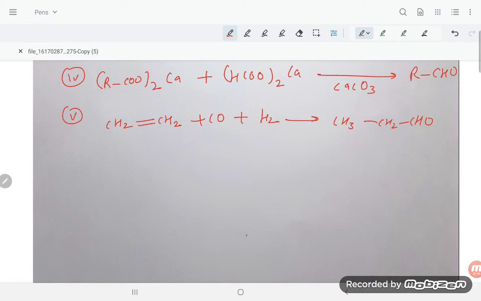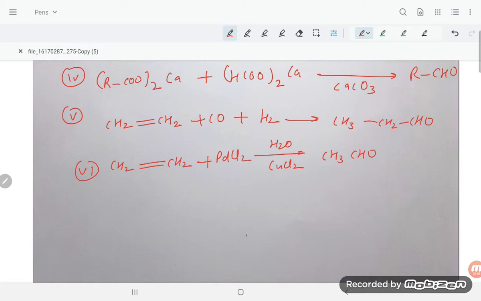Now another method is there, the Wacker process. In this Wacker process PdCl2 is used, student. CH2=CH2 is there with PdCl2, and you are treating with H2O and CuCl2. So it will give, student, CH3CHO. This is the 6th method, student.